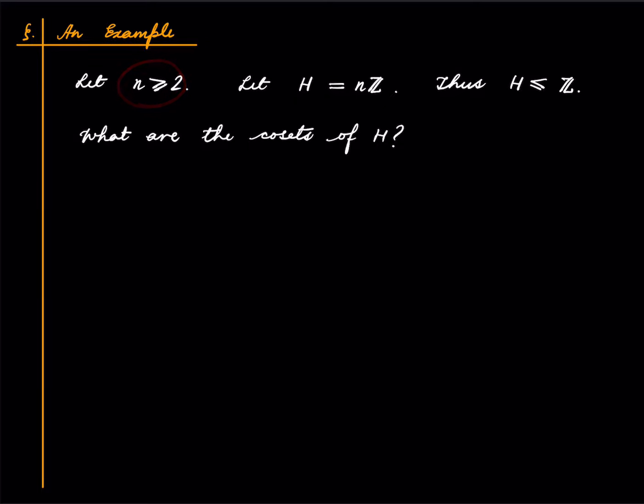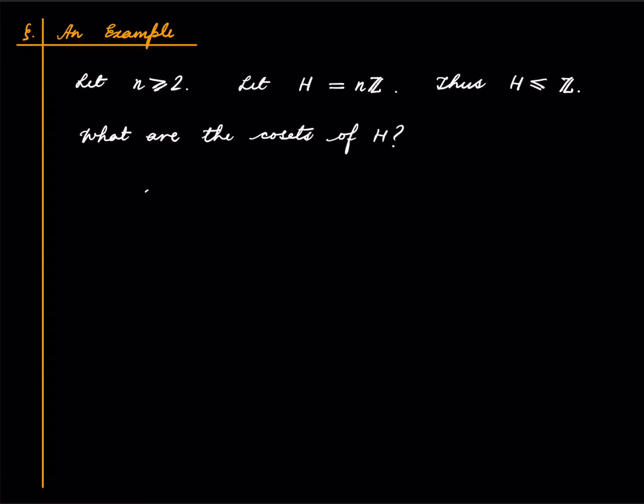All right, so now let's take an example. So again, fix some integer n at least 2. Doesn't have to be that, but just for expository convenience, I'm taking it to be that way. And consider the particular subgroup of Z given by this equation. So of course, H is a subgroup of Z. So what are the cosets of H?